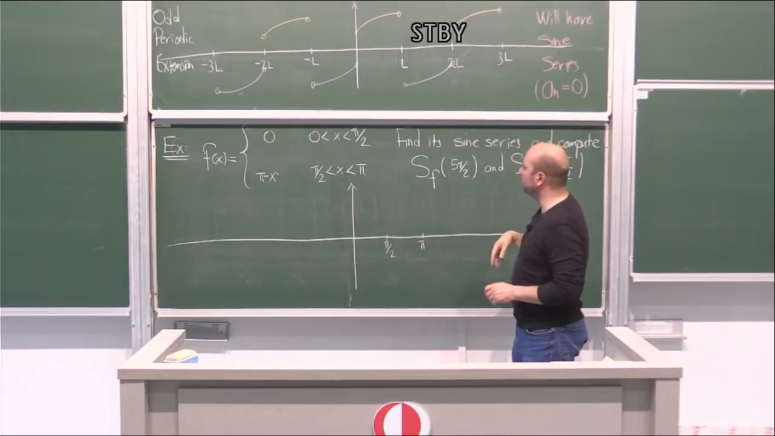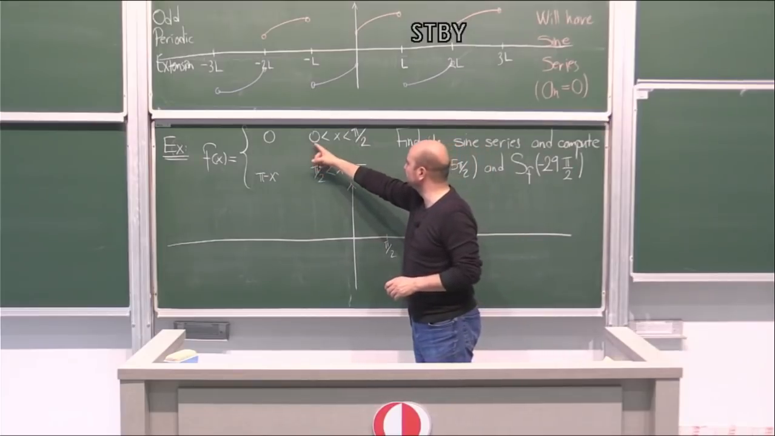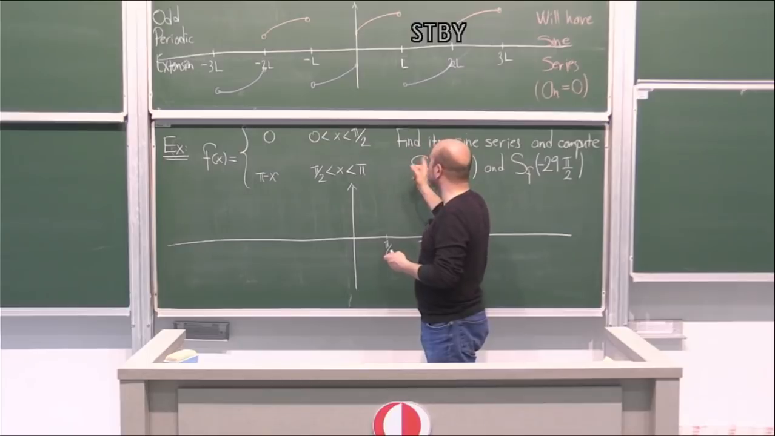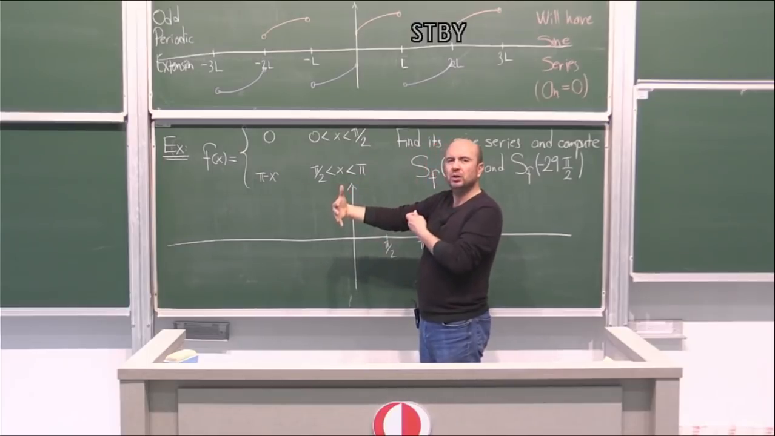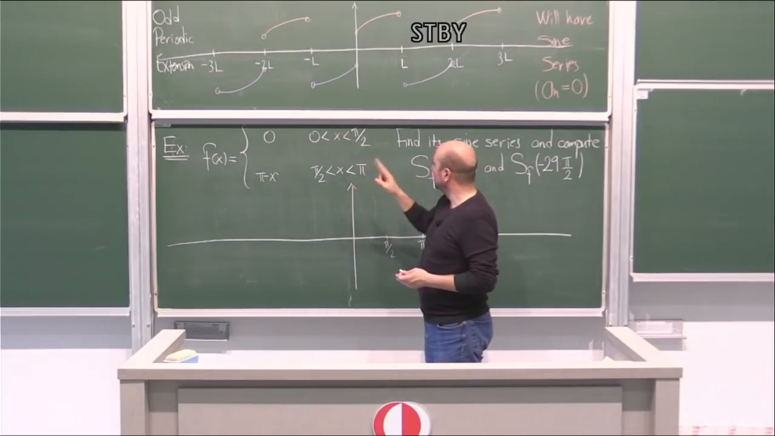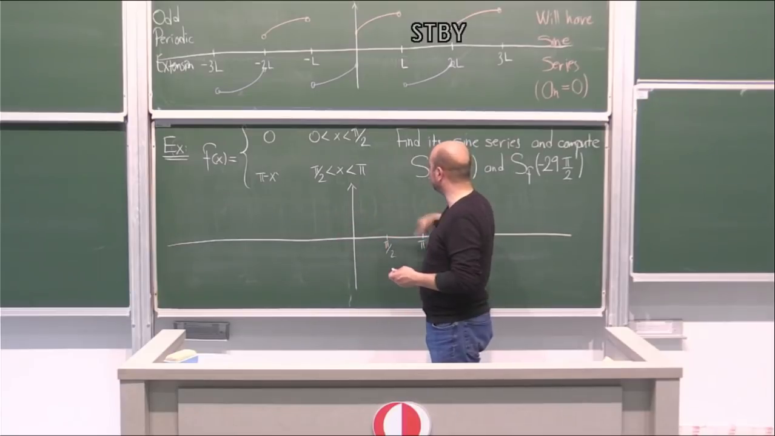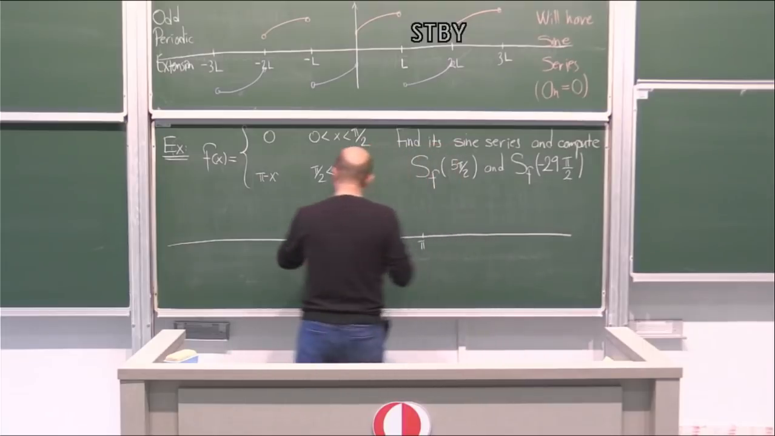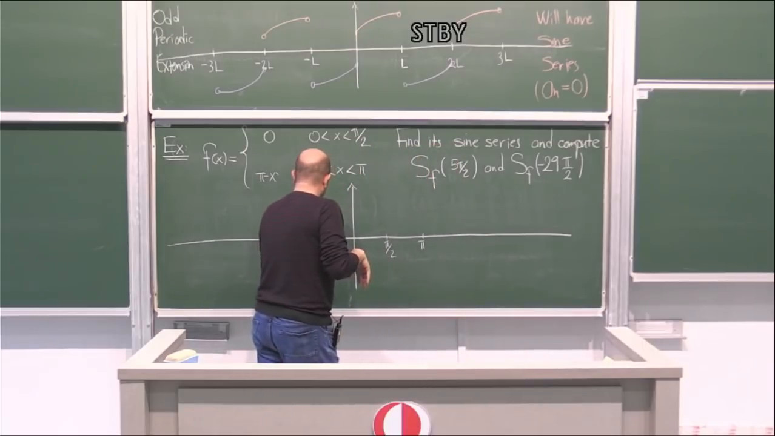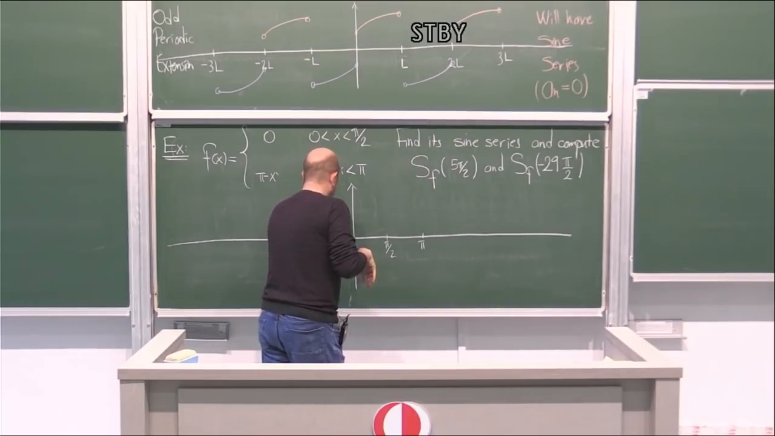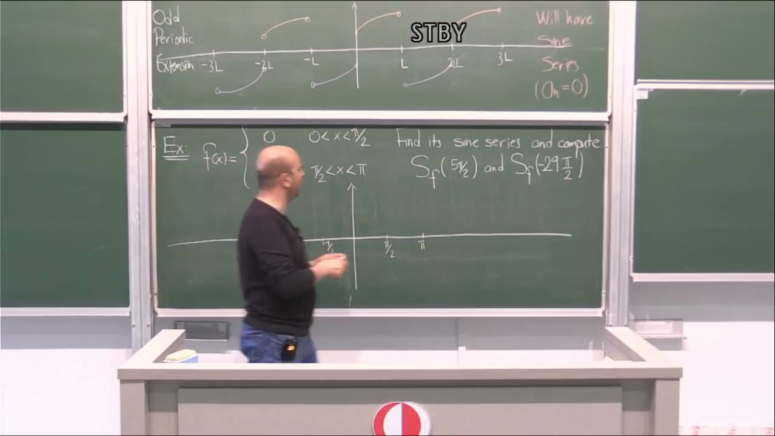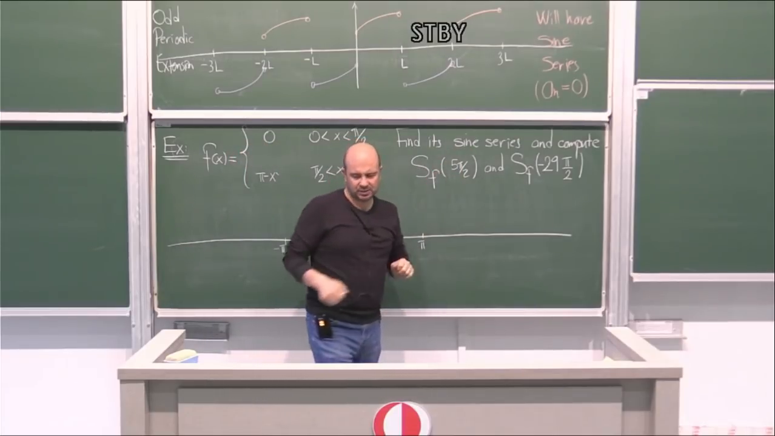So what should the period be? This is half of the period because I'm given the function between 0 and pi. If I extend it in an odd way, I will get one period. So my period must be just from minus pi to pi, so it must be 2 pi. So then I need to extend it to, first of all, minus pi to pi in an odd way because I'm looking for a sine series.